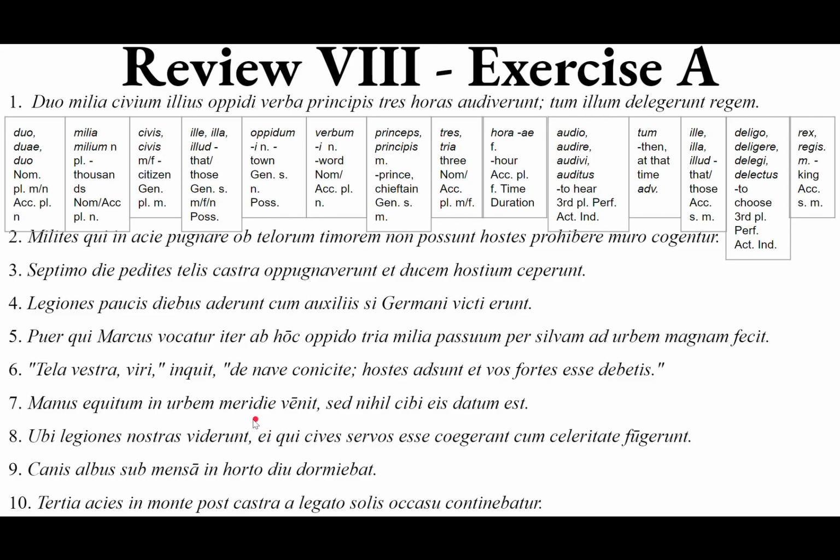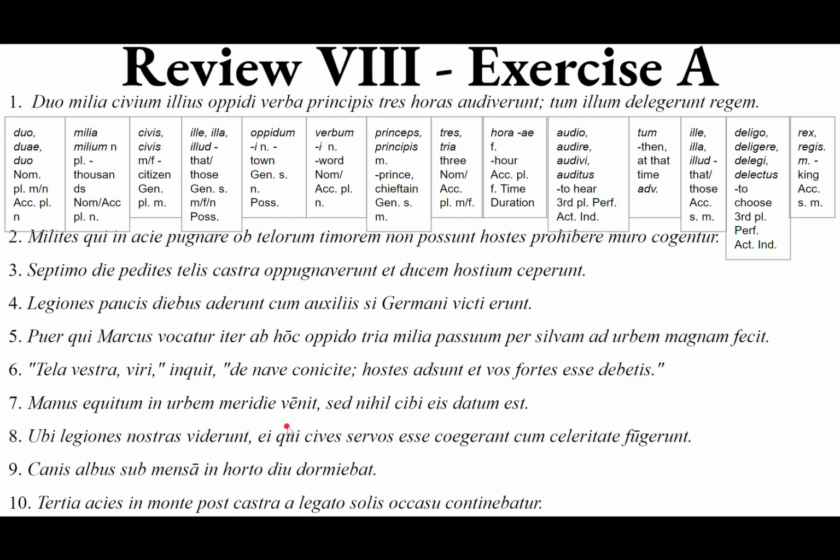Ei is actually going to be the nominative plural masculine of is, ea, id. Those guys, those. And is is often answered by qui, by a relative pronoun. So is, ea, id will point out that there's something there, and then the qui will tell you what it is. So here we have nominative plural masculine. So those guys, who are they? Who, and then the qui picks up who they are and describes who they are. Ei just says there are some guys. Who are they? Well, qui cives servos esse coegerant. That's who they are, and the relative clause picks up and describes them.